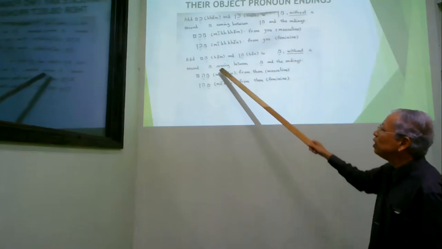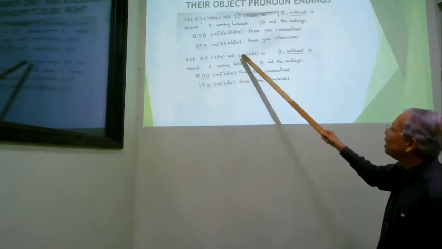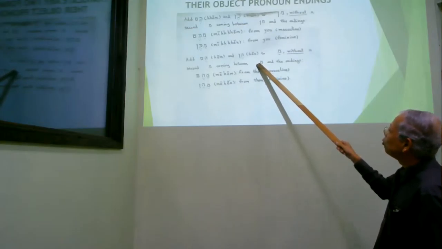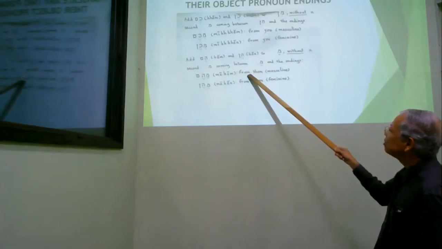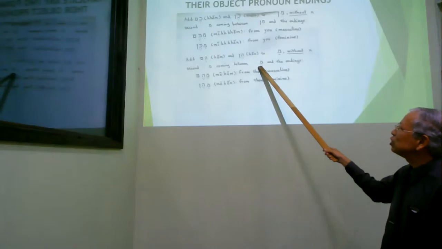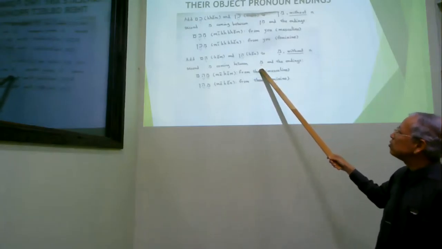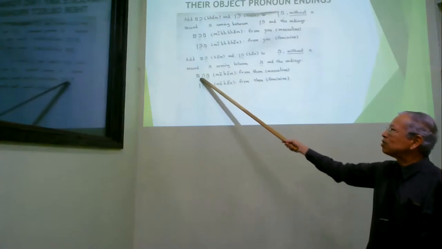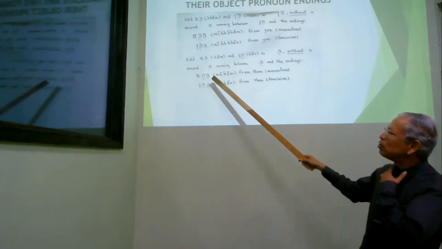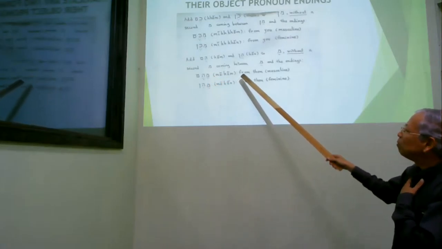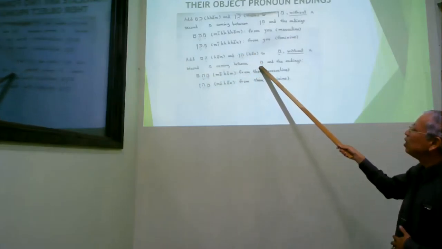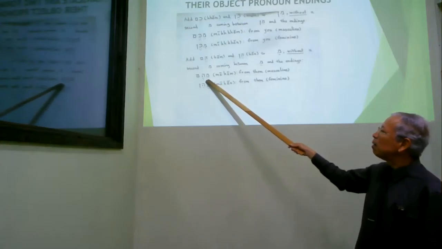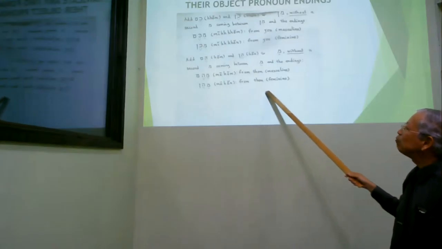from you. And concerning the last two, you add hem and hen to min without a second mem coming between the mem and the endings. Now the reason why the I changes to an E is because the rule says that you cannot put a dot in the guttural letters. These are guttural letters, letters that are formed at the back of your throat. And because you can't double these letters, then the I has to lengthen to a long E. So this is why the last two are mehem from them and mehen from them.